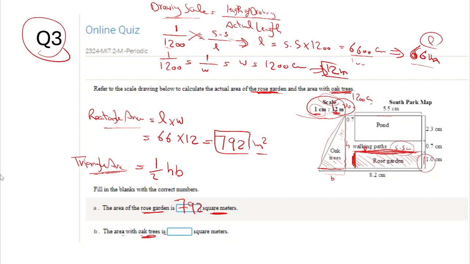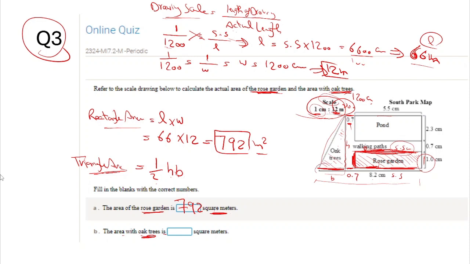Okay, now to get this one, how do we need to get this length? Okay, anyway, this length is 8.2 and this length is 5.5 because the rose garden is a rectangle. This is the width. So this one, this is the length and we'll have the same length here. So this one is 5.5, okay? And for this side is 0.7. So that means this side also will be 0.7.